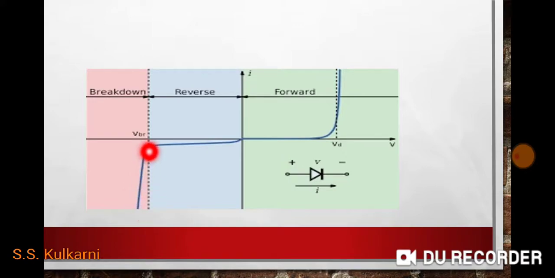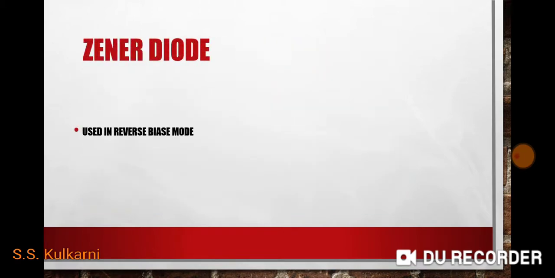Now, see, this current increases at a constant voltage, that is VBR. I just told you that this is known as Zener voltage. As the current increases very fast, this region is known as the breakdown region. Here Zener breakdown takes place. Now let us move towards the next point, that is the summarization of what we learned about the Zener diode.